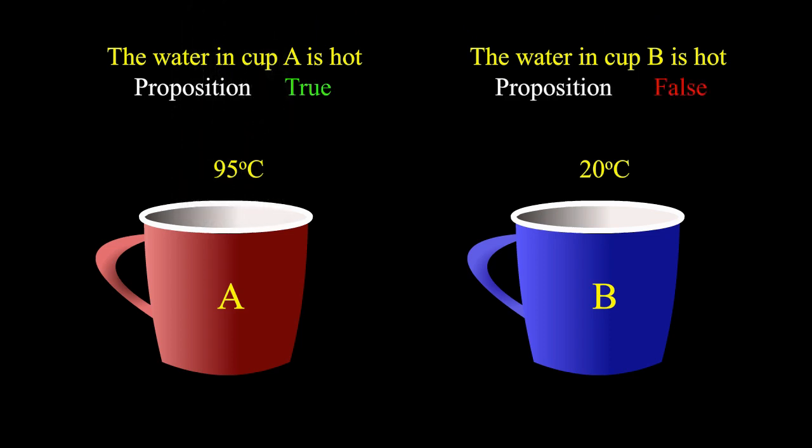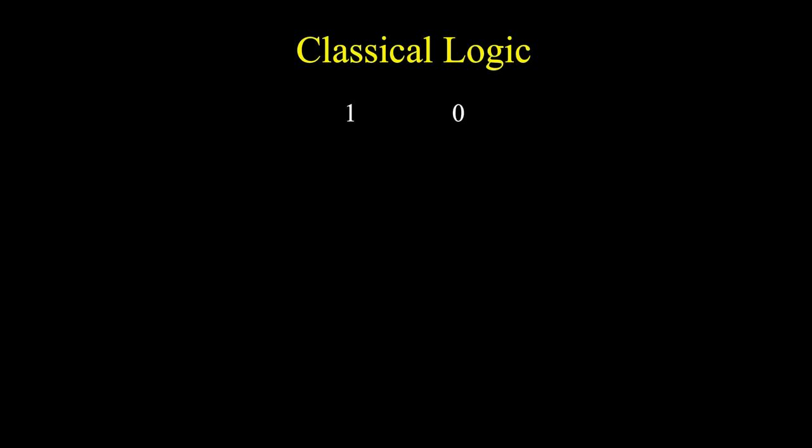This is an example of logic with two values, in this case true and false. This is a classical logic. It has only two values, true and false, or 1 and 0, or on and off.